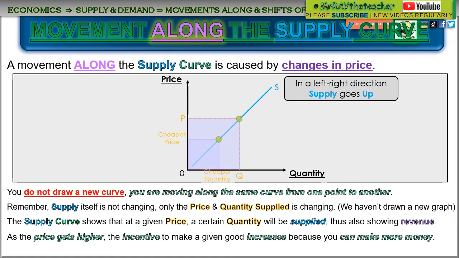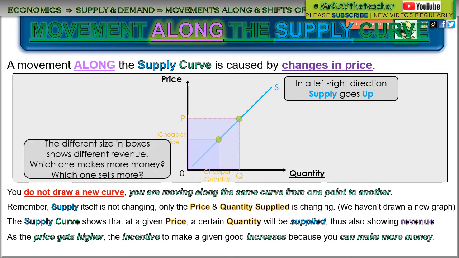Now, other way around, cheaper price, cheaper quantity. Just compare this box with that box. The darker box here, hopefully the transparency effects show well, versus the lighter shaded mauve. That's a technical word for purple, shade of purple. Lighter mauve box there. So difference in boxes shows different revenue. Which one makes more money? Which one sells more? Pretty easy.